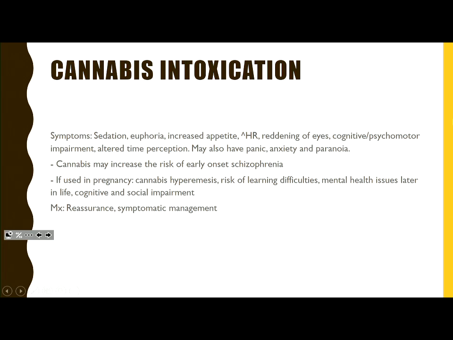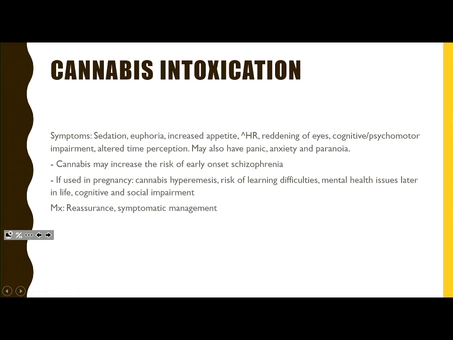Cannabis is another one that's commonly seen. So the symptoms are sedation, euphoria, increased appetite, or the munchies, increased heart rate, reddening of eyes, and other mental impairments. They can also have paranoia, panic attacks, and a lot of anxiety. Cannabis can precipitate a psychotic episode. They think this is only in people who are already more likely to develop it.